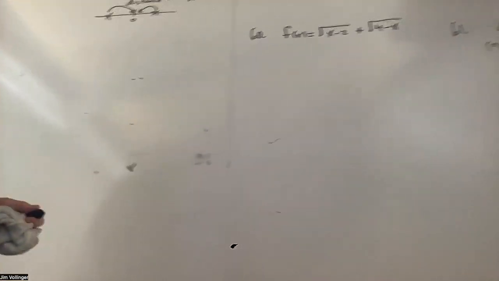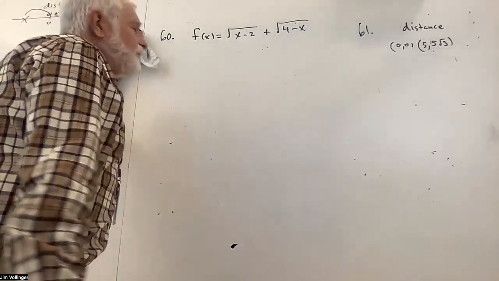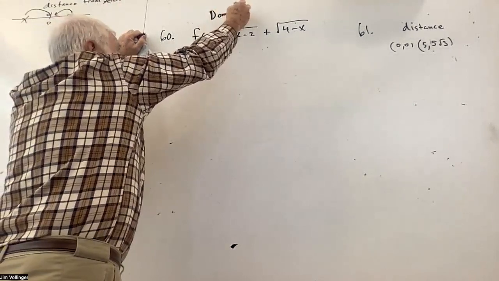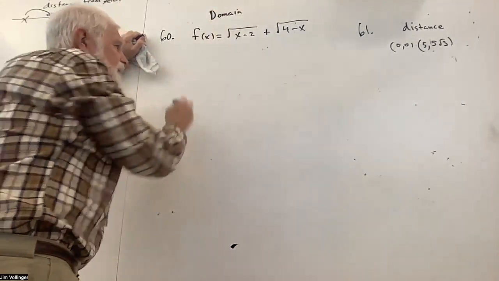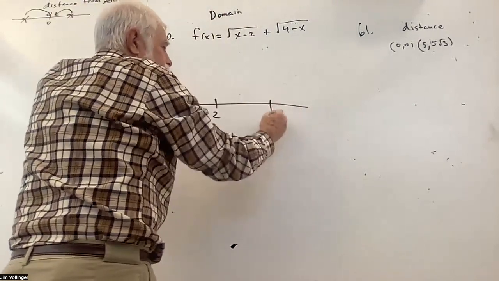Got my trusty chart. Look at that. Wow. Repetition's my friend. This is a tough problem. It was a domain problem. And domain is all about the critical X values. So I think I have 2 here, 2 and 4.